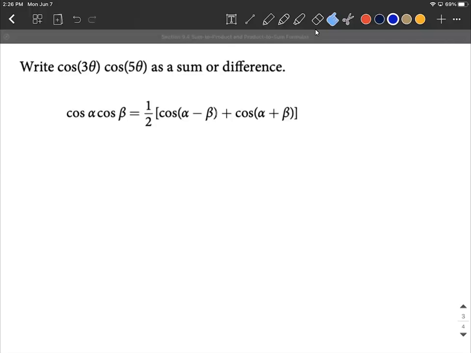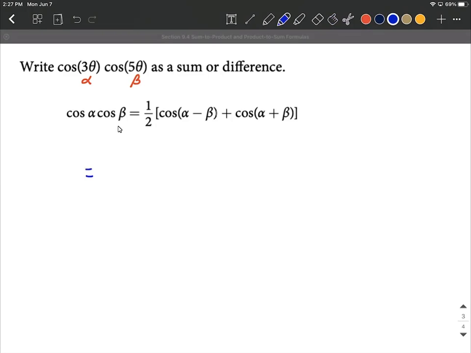All right, let's rewrite cosine of 3 theta times cosine of 5 theta as a sum or difference. So I went ahead and picked out our product to sum formula for cosine multiplied by cosine. Now, as we get going on this, it's basically filling into a formula and reducing down. So I'm going to use alpha as 3 theta and beta as 5 theta as we get plugging in here.